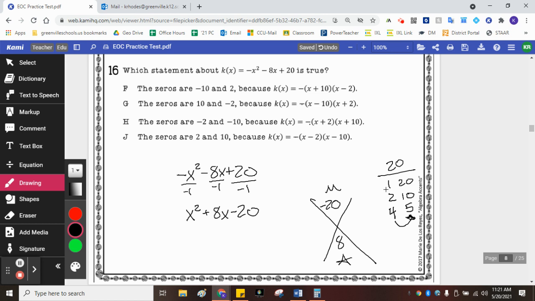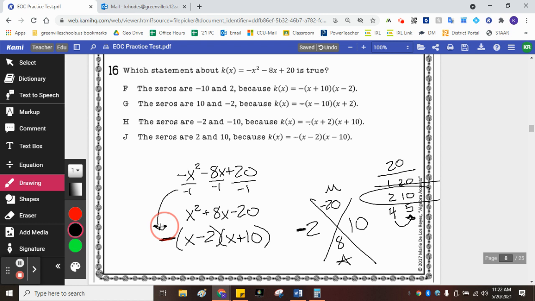So 20 minus 1 is 19, so it's not that one. 10 minus 2 is 8, so it's that one. 5 minus 4 is 1. So 2 and 10. If we're adding to a positive, you want the bigger number to be positive, which means the little one's negative. If you're adding to a negative, you want the bigger number to be negative. So we get our answer: x minus 2, x plus 10, with a negative on the outside, because that's what we factored out.